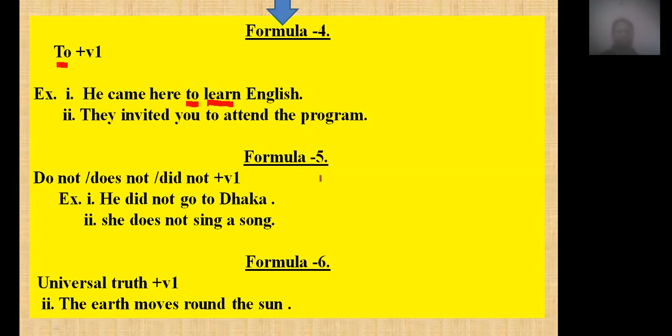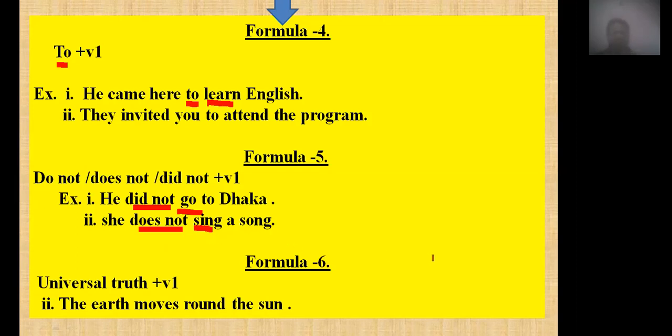Okay. Formula 5. Don't or doesn't, didn't, then verb will be present. That means V1. He didn't go to Dhaka. Here didn't is the negative form, and after didn't, verb will be here go, not went. Okay, didn't go, didn't sleep, didn't come, didn't read. Okay, he doesn't sing. Here doesn't is negative auxiliary. That's why after negative, doesn't, don't, verb will be present. He doesn't sing a song.